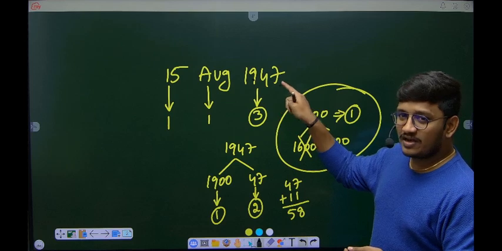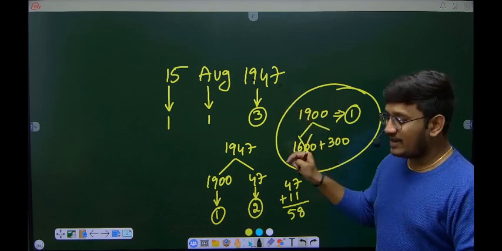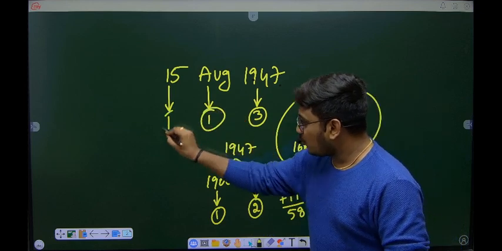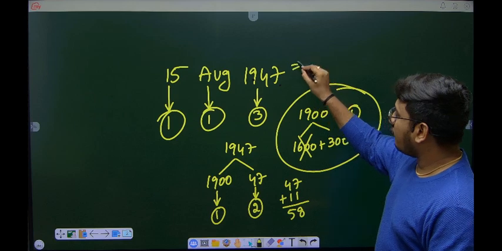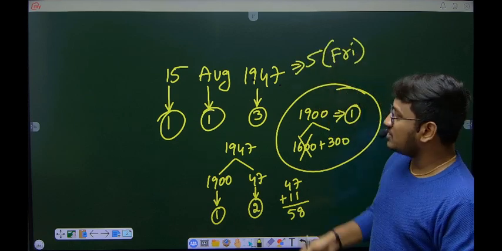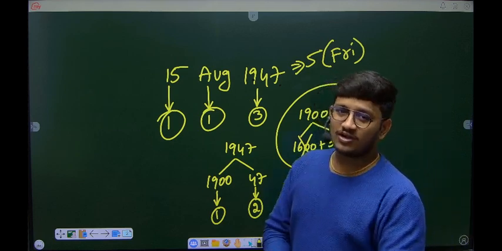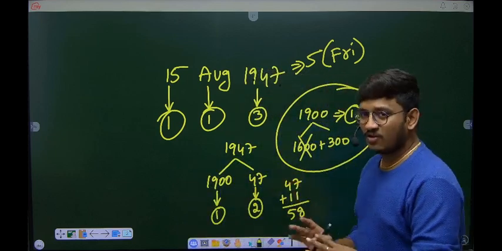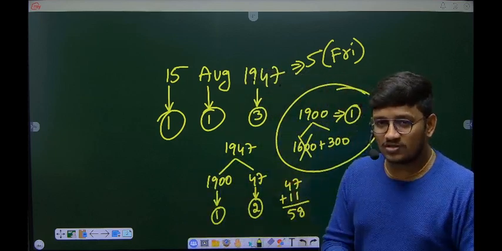Only thing you need to calculate is for 47. 47 plus 11, so it has 3. So 3 plus 1 plus 1, total 5. So 5 odd days indicates it is Friday. So 15th August 1947 is Friday. I hope you all are clear with this. If you have any particular doubt, you can ask.